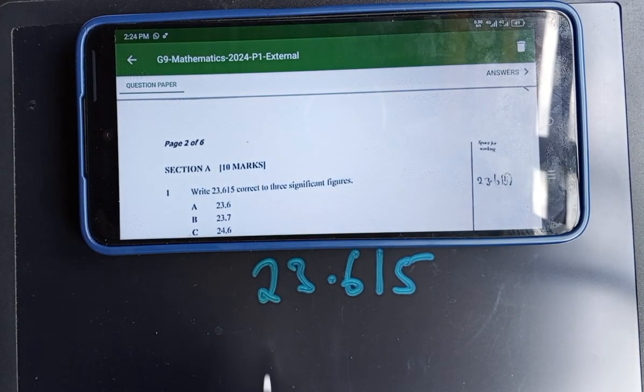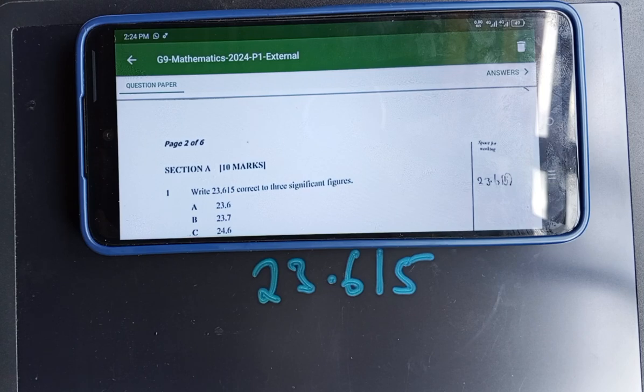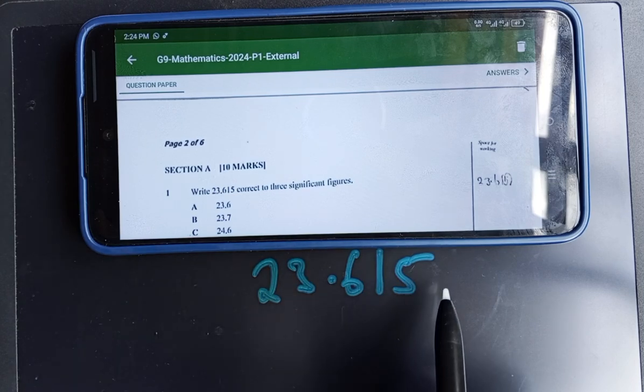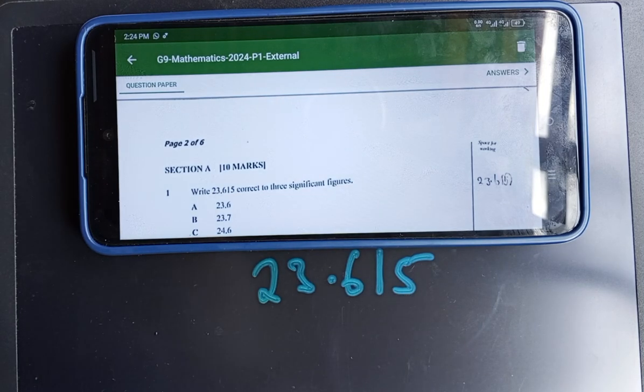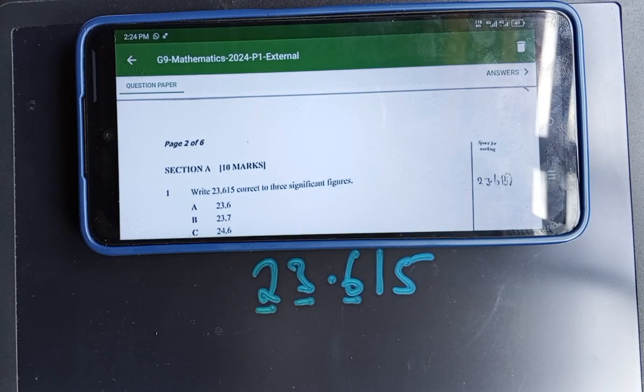As you can see here, there are 1, 2, 3, 4, 5 significant figures, but 3 decimal places. So when I'm told to express to 3 significant figures, we start counting right from the first. So we're going to count 1, 2, 3. Then upon counting the first 3 numbers, we're going to check the fourth one here, which is 1.